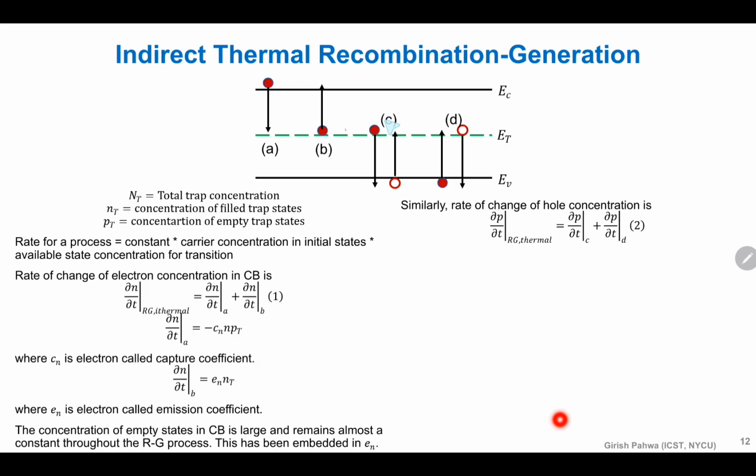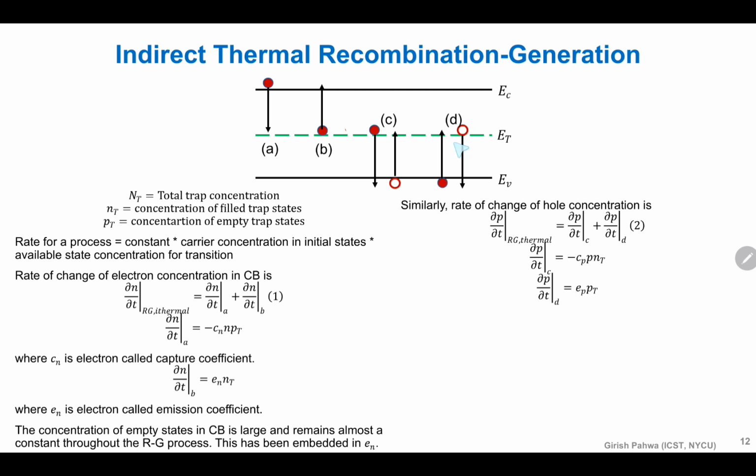So this process is proportional to the concentration of filled states here times the concentration of empty states here. What are the empty states? The concentration of holes. So what do you get? P times Nt. Nt is the filled concentration in the traps, P is the hole concentration. And then you have Cp, the capture coefficient for holes. And you have a minus sign. Why the minus sign? Because when an electron comes down here, it annihilates a hole, so it reduces the hole concentration. That's why there is a negative here.